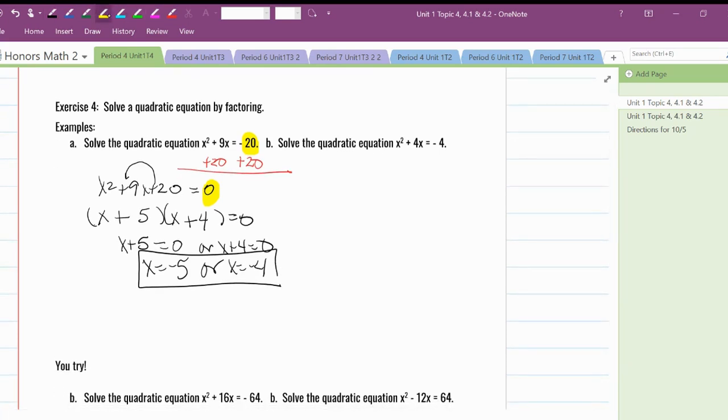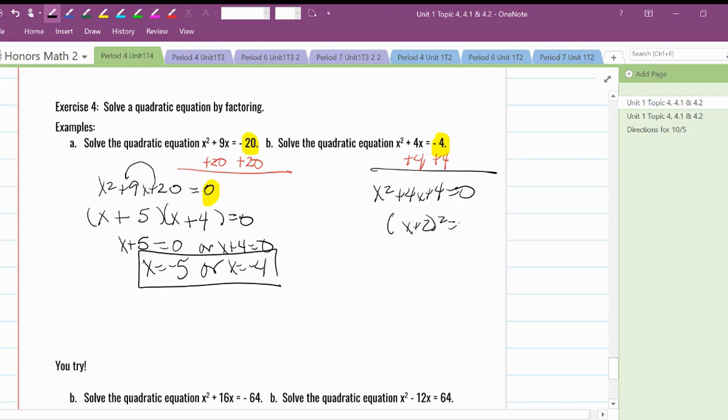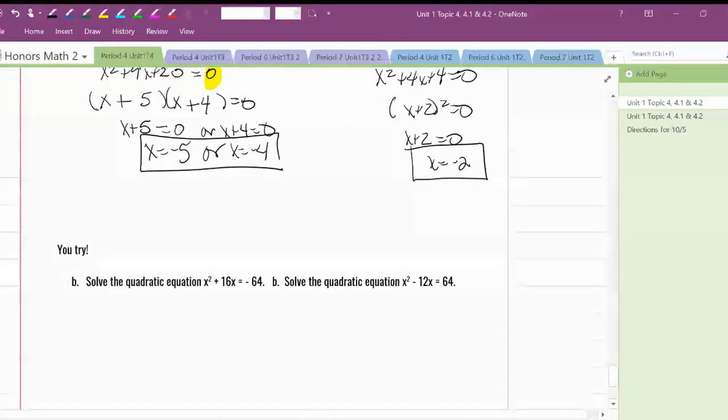This one here, we have to make an adjustment because we need this to be equal to 0. So I add 4. And hopefully you recognize that we have a special product here. We have (x plus 2) quantity squared equals 0. So no or, there's only one x-intercept, or one solution.